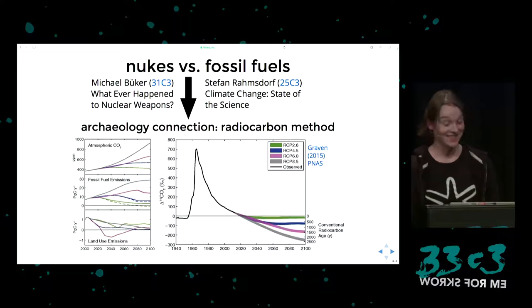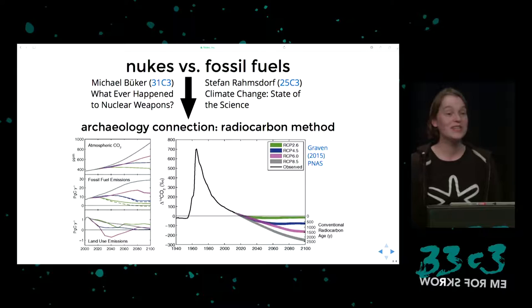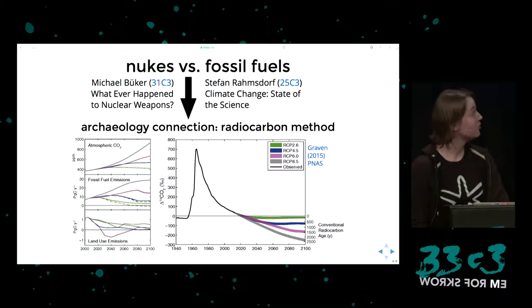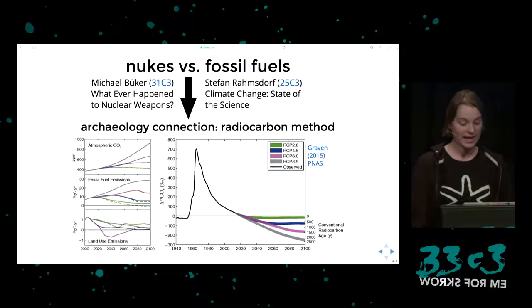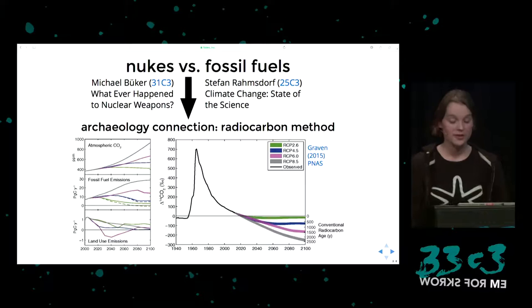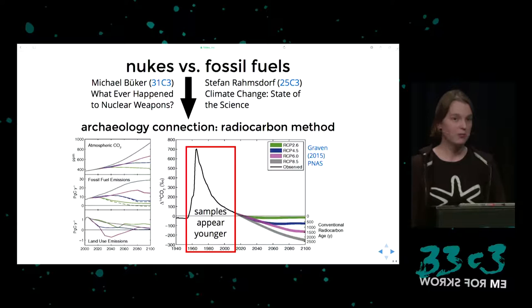Okay, this is the so-called radiocarbon bomb spike. So we added a lot of carbon-14 into the atmosphere. Biological samples that were generated in this time start out with a lot more radioactive carbon. So in the future archaeological record, they will appear much younger than they actually are. However, in the near future, we will reach the equilibrium point, basically, or the baseline again. And then, depending on which of these representative concentration pathways we take, future samples will appear much older because we have diluted the radioactive carbon from the nuclear weapons testing with fossil fuel emissions from the coal and the oil we are burning.